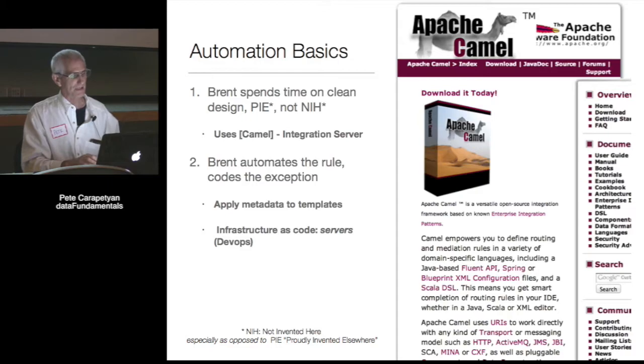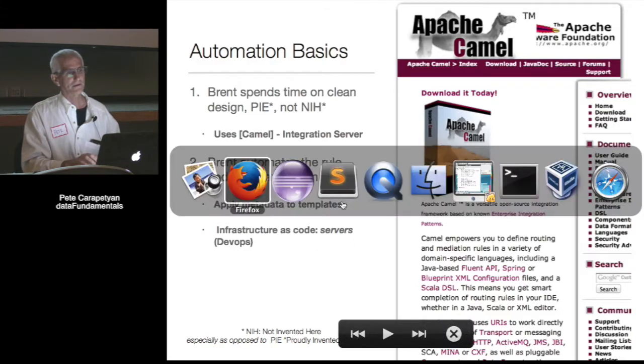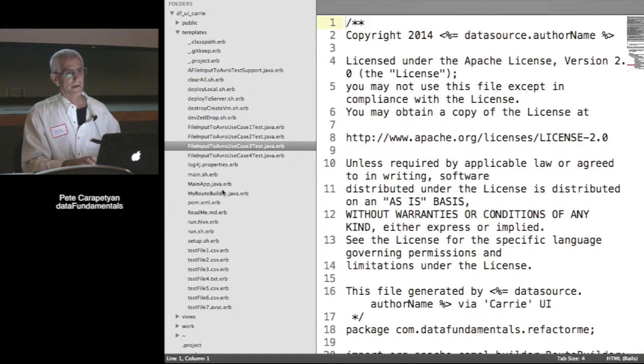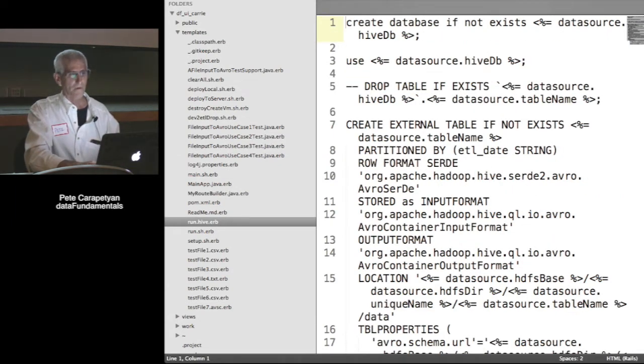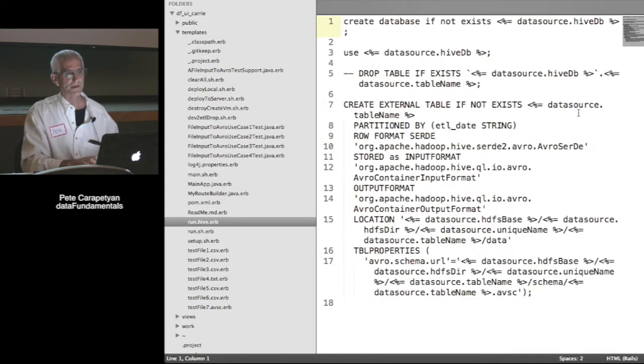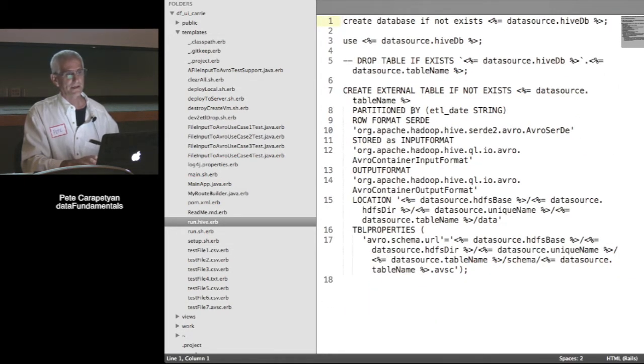The second thing we're going to do is apply the metadata to templates. I've got an example here. Let's take the DDL. Oh boy. This is a scrunched up version of the DDL. And you can see we've got table name here in 1, 2, 3, 4, 5 places. We've got HiveDB in 2, 3 places. And HDFS dir in 2 places.